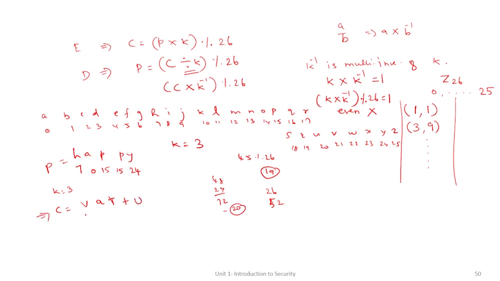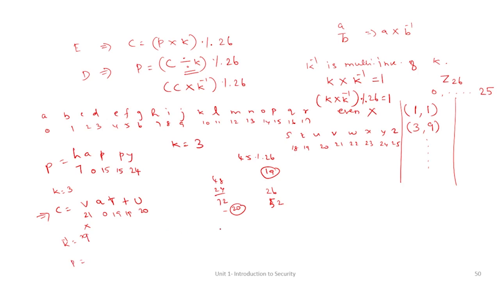So you write its corresponding number. V is 21, A is 0. For T, it is 19. If it is U, the answer is 20. And for the same K value, here we should use K inverse. So the corresponding K inverse value of 3 is 9. So you should multiply these numbers with 9, and you can get the value.